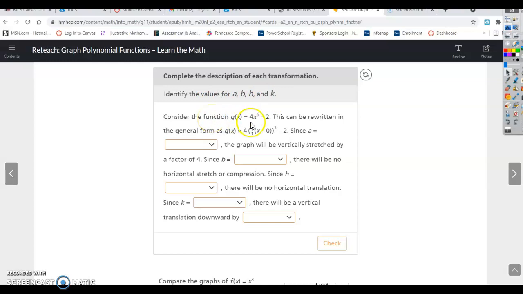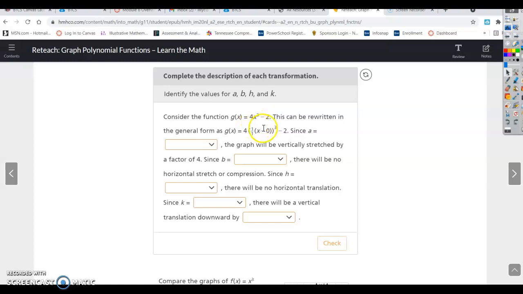It says consider the function g of x equals 4x cubed minus 2. This can be rewritten in the general form of g of x equals 4 times (1 times x minus 0) cubed minus 2. Since there's no b, it's assumed to be a 1, and since there's no h, we can add a 0 there. So these two functions are the same thing. They've just rewritten this one in the general form. If you simplify this, it becomes this right here.